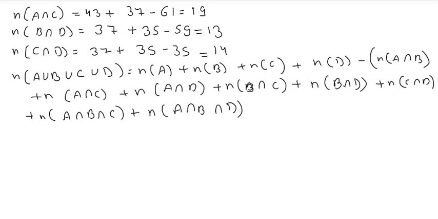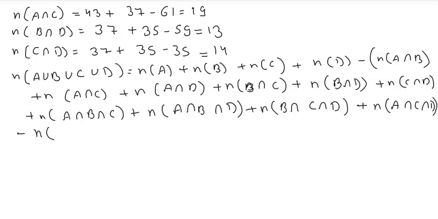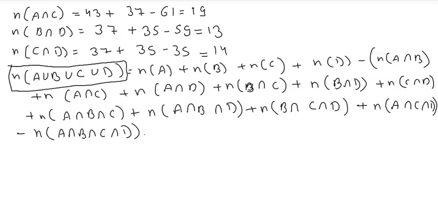Now plus N of B intersection C intersection D plus N of A intersection C intersection D minus N of A intersection B intersection C intersection D. Now this is the formula for finding N of A union B union C union D. Now putting the values to find the remaining terms.